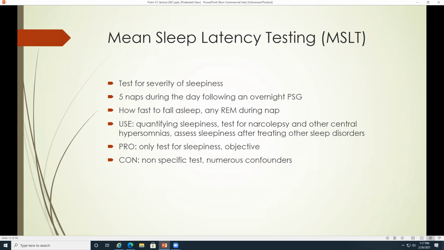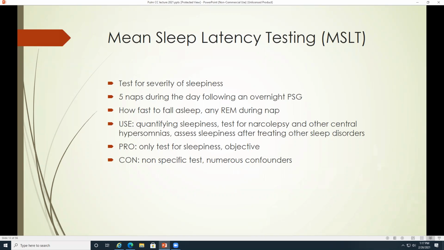The pro for this test is that it's the only test we have for sleepiness, right? It's the only thing that's actually going to tell us how sleepy people are. It's somewhat objective. It's not just someone saying, oh, I'm really tired all the time. So it gives us a little bit of hard data to use to help figure out what's going on for people. The problem with this test is that it's non-specific. It doesn't actually tell you why they're sleepy.